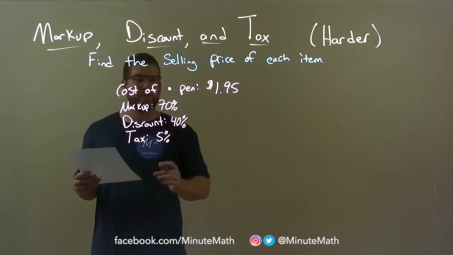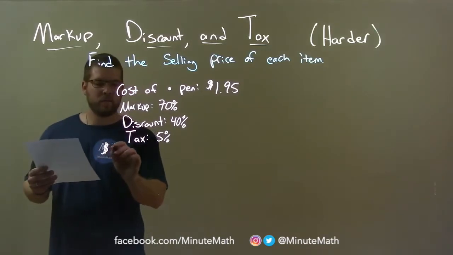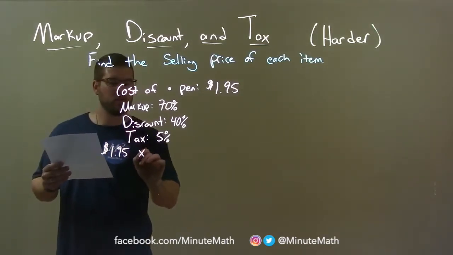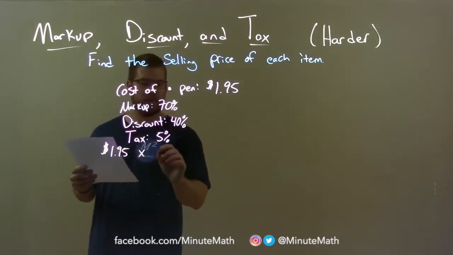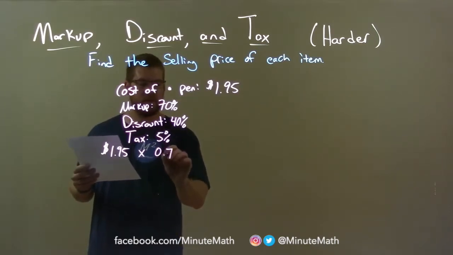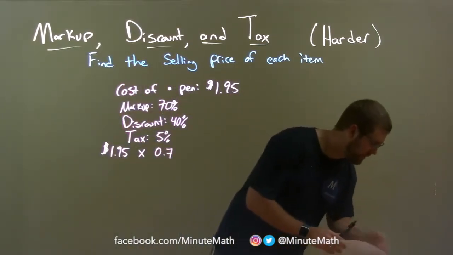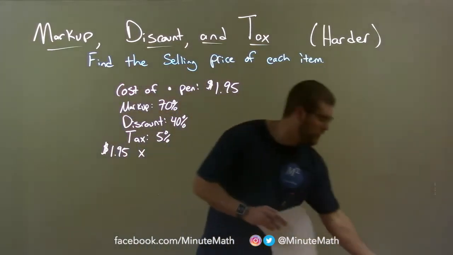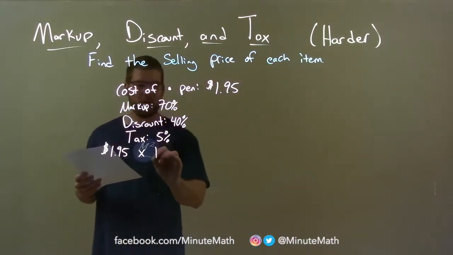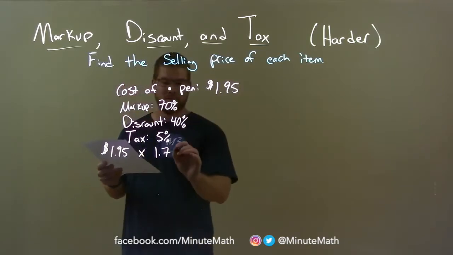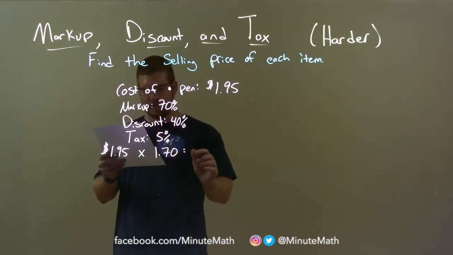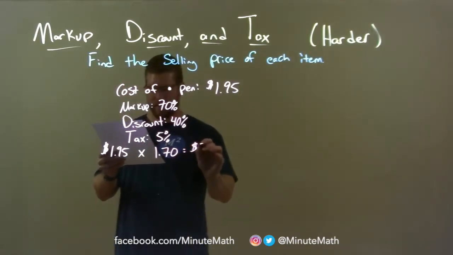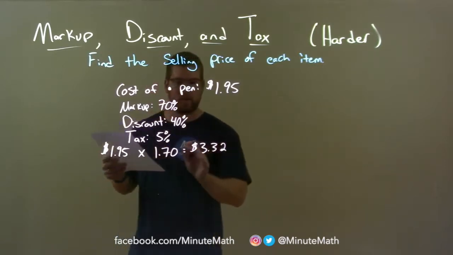Okay, well, first we start with the cost of the pen, right? And we apply a 70% markup. So we take the $1.95 and multiply that by 70% markup as a decimal, 0.7. Oh, sorry, not 0.7. 1.7. I got ahead of myself. Markup here, markup of 1.7. That comes out to be $3.32.